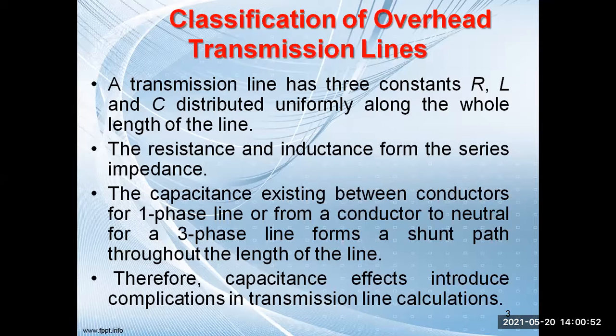These are basically distributed. The resistance and inductance form the series impedance. So we have to understand that R, L, and C are the three main parameters present in any transmission line. Among these, R and L are the series parameters, and the capacitance is the shunt parameter. The capacitance existing between conductors for one phase line, or from a conductor to neutral for a three-phase line, forms a shunt path throughout the length of the line.